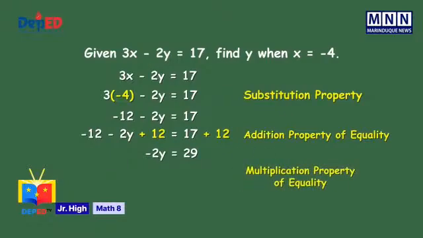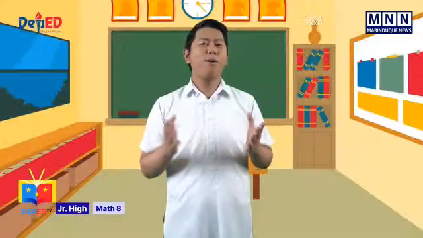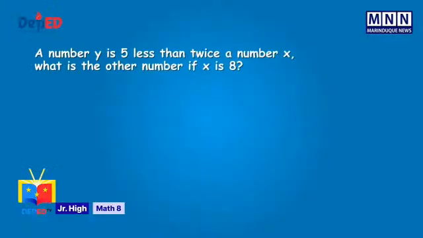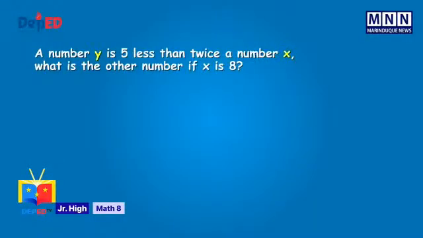By the multiplication property of equality, we can multiply both sides of the equation by -1/2. Hence, we will have y equals -29/2. How about when we are given a condition where a number y is 5 less than twice a number x? What is the other number if x is 8? Let us set up first the equation. We have two unknown numbers, x and y. The condition is that y is 5 less than twice of x, so we have y equals twice of x, then subtract 5.